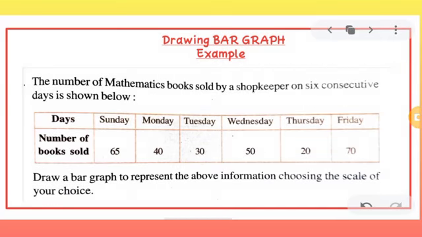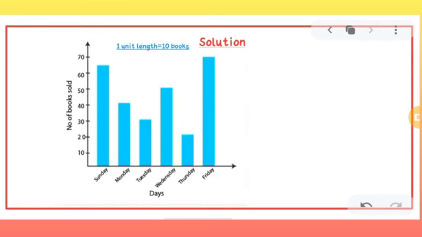Now here, as all the data is in the form of tens, like means is the multiple of 10, 40, 30, 50 and so on. So we will take our scale as 1 unit length is equal to 10 books. Now here is the solution. As you can see, we have taken the 1 unit length is equal to 10 books. That means this one gap represents 10 books. This is 10, then 20, 30, 40 and so on. We need from 20 to 70, so we have started from 10 and ended up at 70.